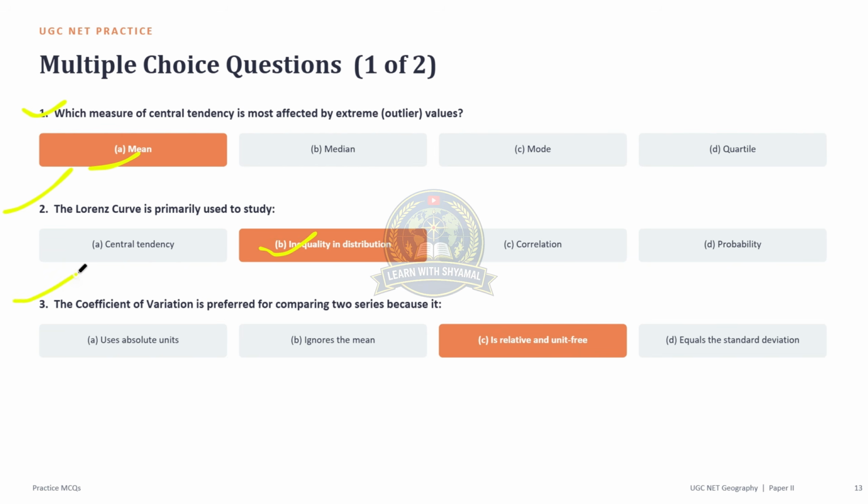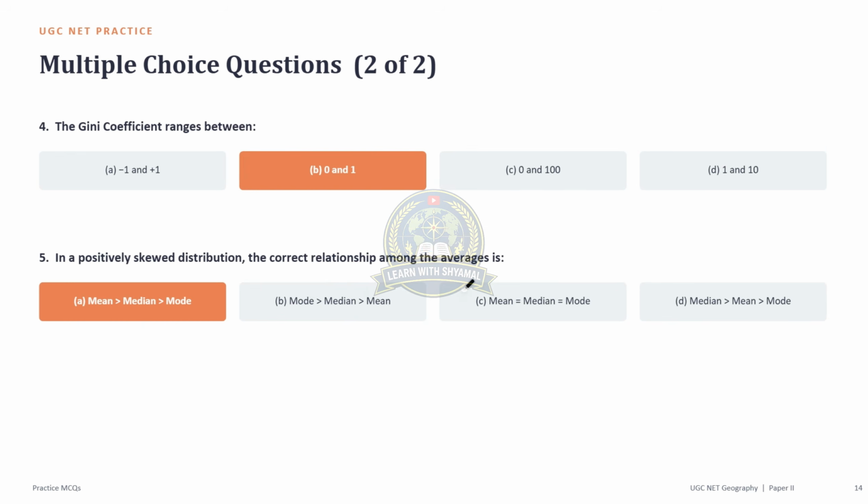Question 3: the coefficient of variation is preferred for comparing two series because it. Correct answer is option C, is relative and unit free. Question 4: the Gini coefficient ranges between. Correct answer is option B, 0 and 1. Question 5: in a positively skewed distribution, the correct relationship among the averages is. Correct answer is option A, mean, median, and mode.